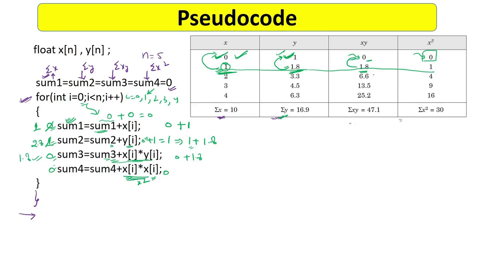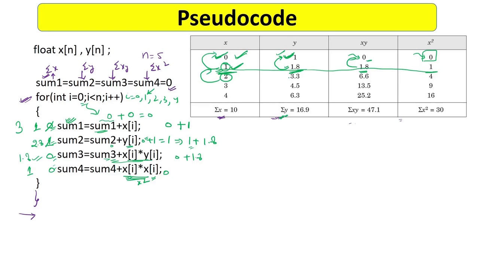And here I am finding x square, that means multiplication of this x, 2 times. So it will be 1 only. So 0 plus 1, 1 value. So in the third iteration, I will be adding this 2 with this answer. So it will be 3. So sum 1 will be 3.